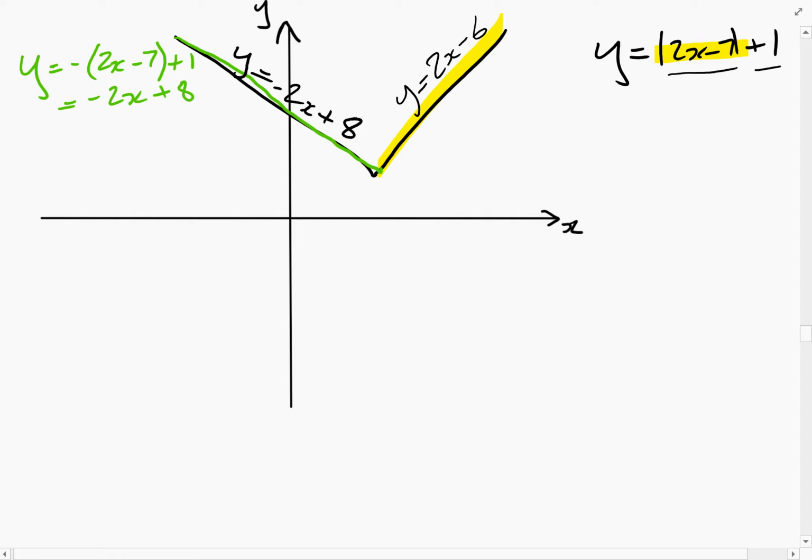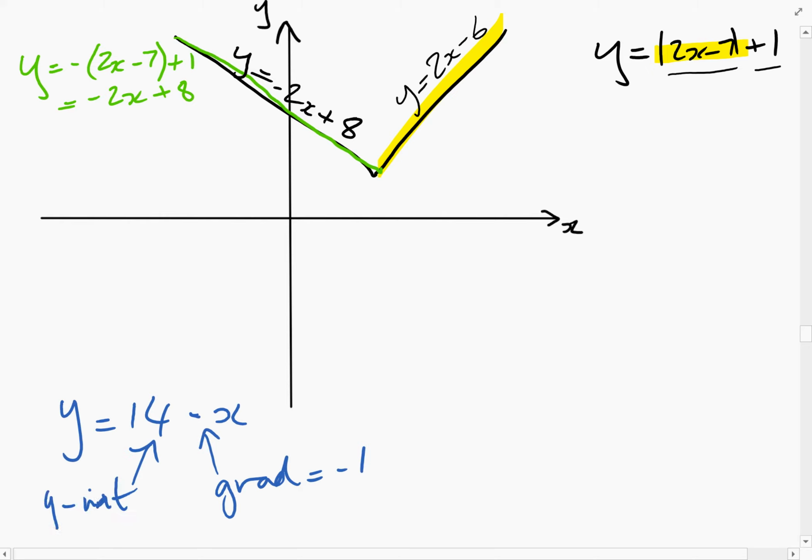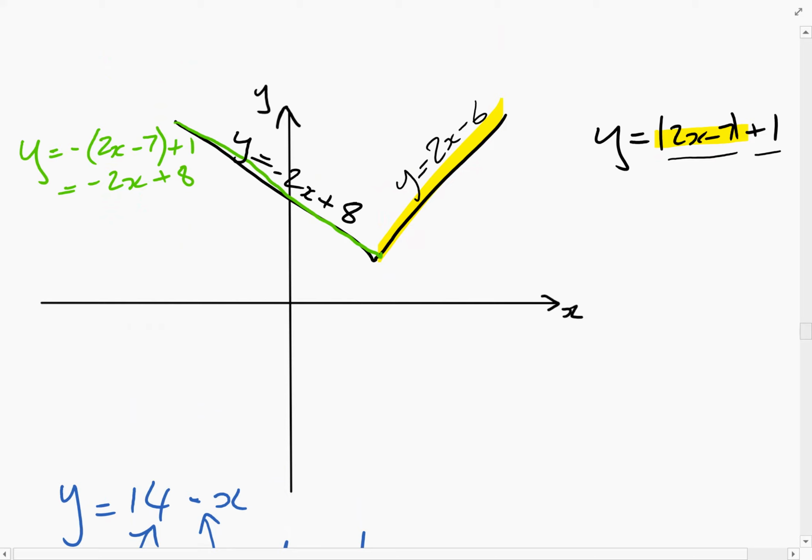Okay, so we go back to the original question. The question says, where does the graph we've just drawn meet the graph y equals 14 minus x? The graph of 14 minus x is going to have a gradient of minus 1, and it's going to have a y-intercept of 14. Okay, so if we sketch that, it's not going to be as steep, the gradient, as the green line there. So it's going to look something like this. Let's call that point B, and this point we'll call A.